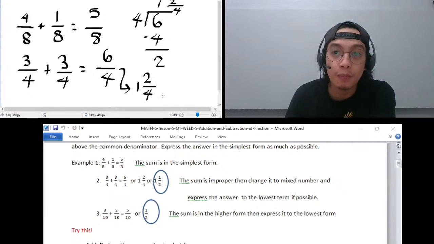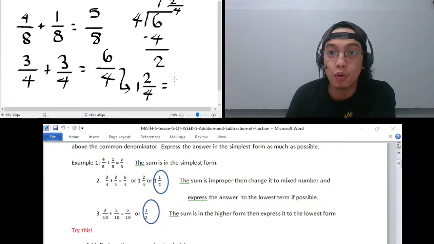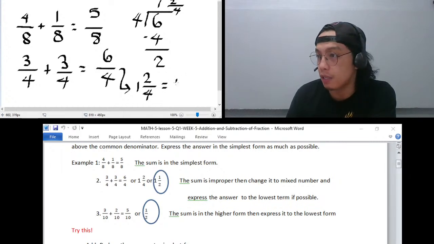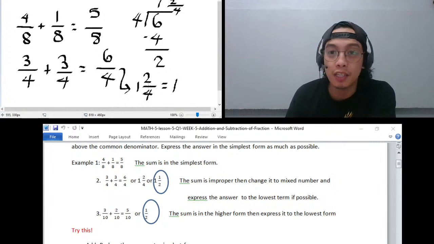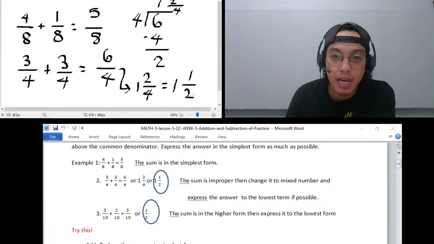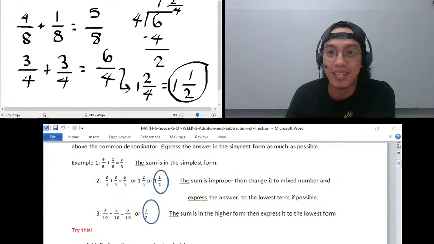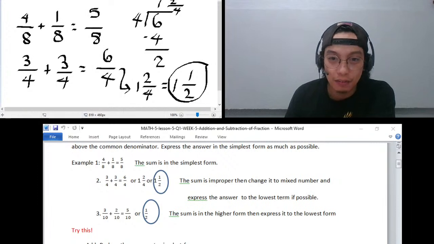This 2 over 4 can still be simplified to lowest terms. We can divide by 2: 2 divided by 2 is 1, and 4 divided by 2 is 2. So our answer is 1 and 1/2, which matches our module. Okay, got it? Alright. If you have questions, please don't hesitate to ask.